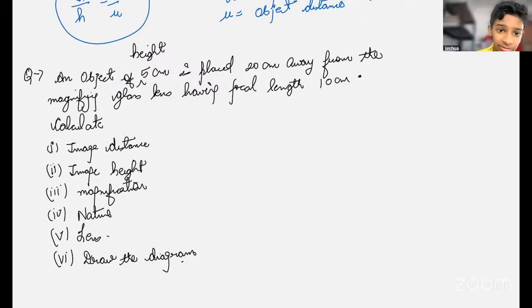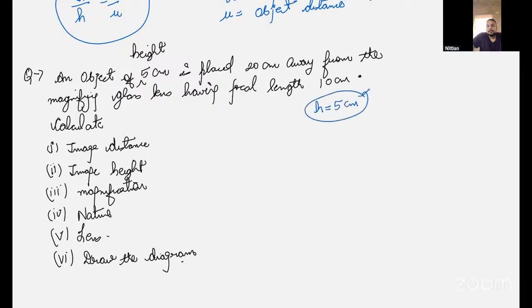5 centimeters and 10 centimeters, sir. Yeah, 5 centimeters what? 5 centimeters at height. So I will write h as 5 centimeters. Am I doing any mistake? No, sir. And then what is the object distance? Object distance is 20, which can be represented as u. But u is always negative, no? We learn in the lens and the mirror. So u will be minus 20.